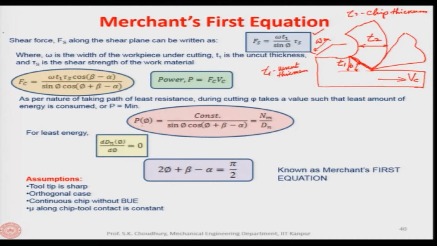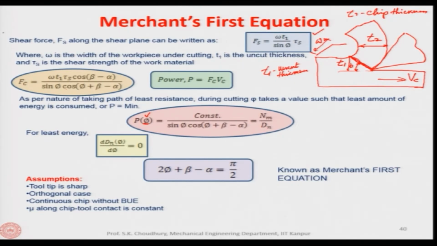So, if we say that P is a function of the phi shear plane angle, then this numerator will be constant, because there is no phi in it, since we are taking the derivative with respect to phi. The denominator has a phi: it contains sin phi and cos phi plus beta minus alpha. Now, for the minimum energy, the first derivative of this P phi has to be equal to 0. So, we will take the denominator.